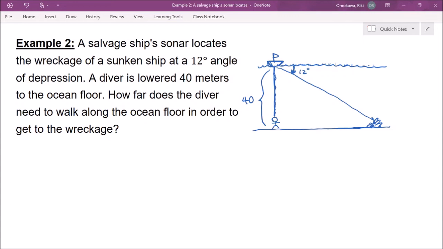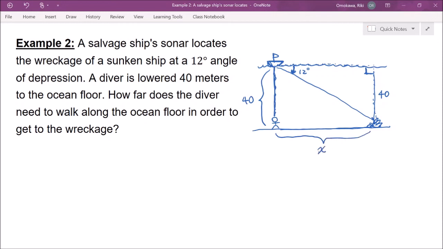So you may even have to draw some extra lines. Like we could draw an extra line here, and that distance should be the same as this 40 over here, right? If everything's horizontal. So we could say this is 40, and then we could say this is 90 degrees. Also, what are we trying to calculate? How far does the diver need to walk along the ocean floor in order to get to the wreckage? So that's this distance right here.